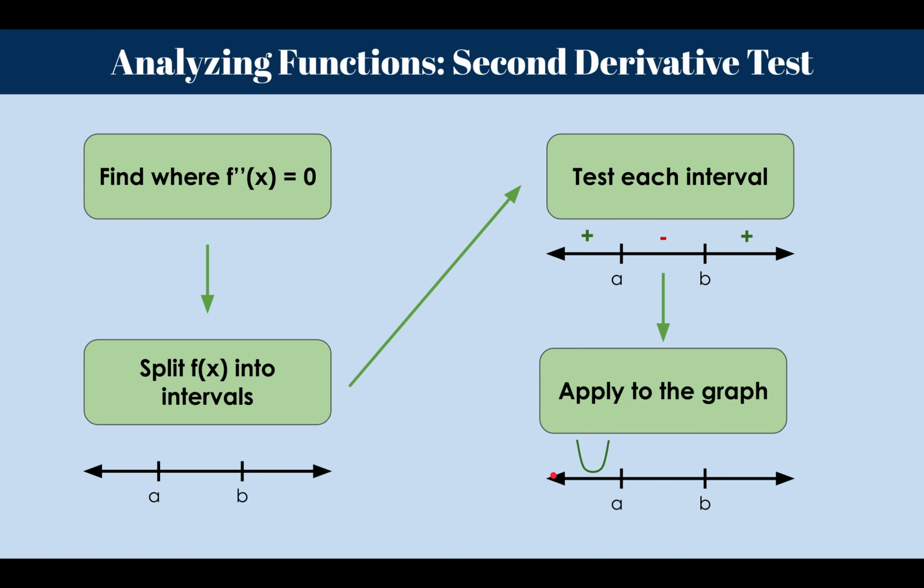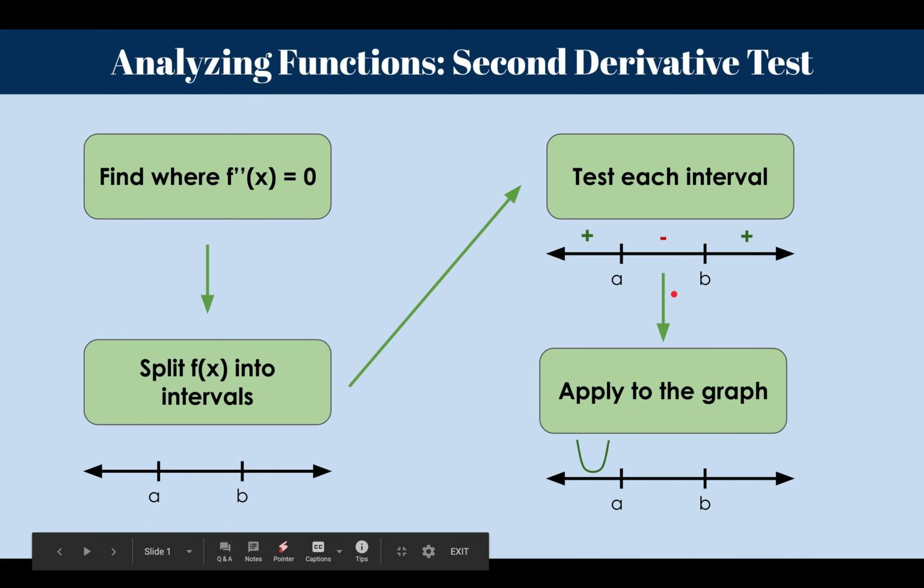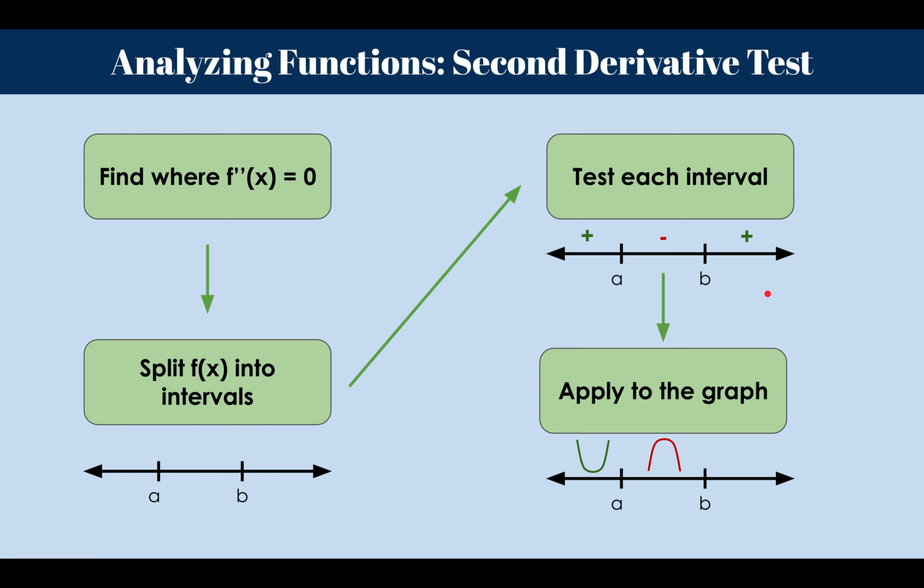So if we continue with each of the intervals, we can see that a negative second derivative translates to a concave down shape, and a positive second derivative translates to a concave up shape. So now let's look at an actual function and see how we can apply this.